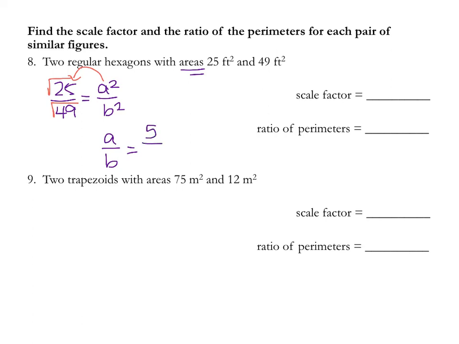Square root of 25 is 5, square root of 49 is 7. That is the scale factor. And it's also the ratio of the perimeters, because remember, those are the same because they would have the same units. We wouldn't square either of those. So when they're giving you the squared ones, to unsquare it, you have to take the square root.